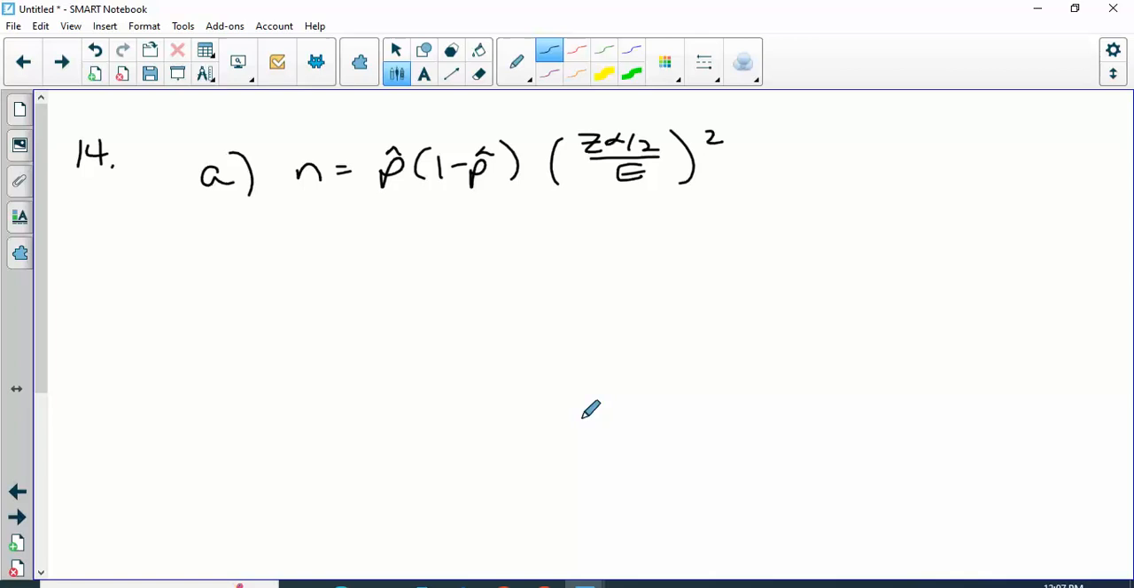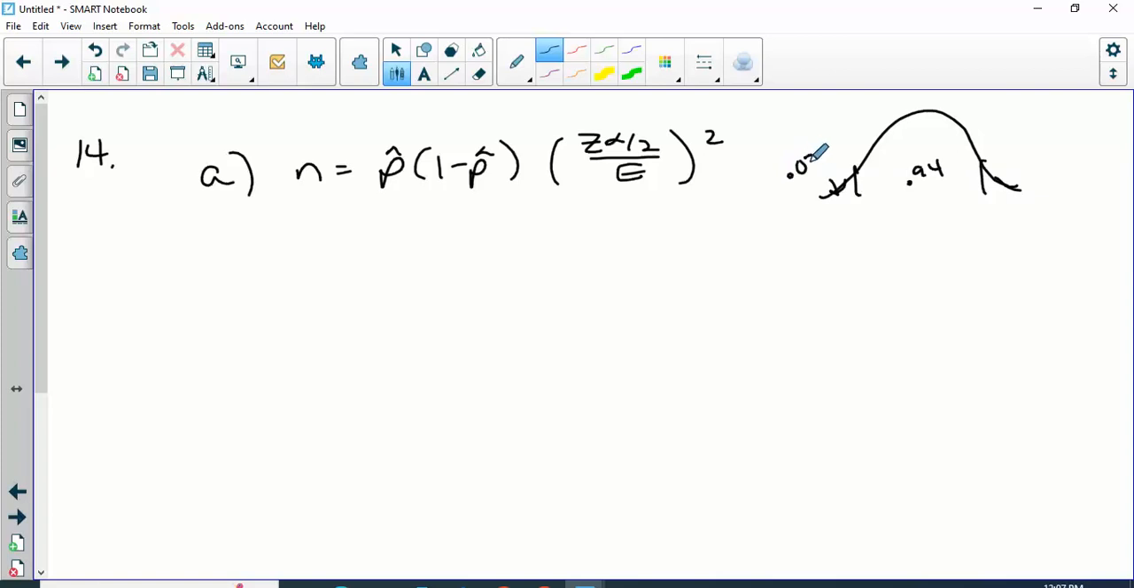Alright, so now we have to find all these things. Z alpha over 2, is that one given on our table? No, we're looking at 94%, and that is not one that we can just look up. So we have to think through that. So if we're 94% confident, so 94% is in the middle, how much is on each side?